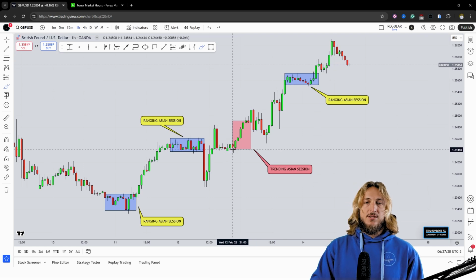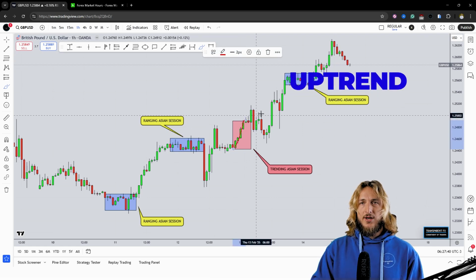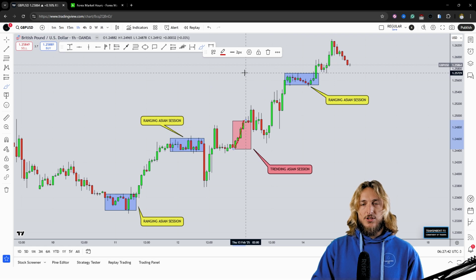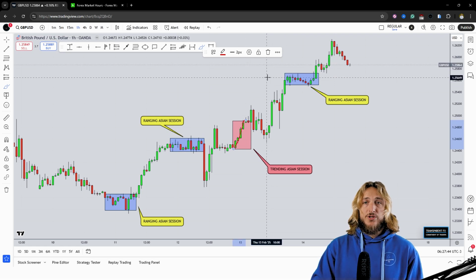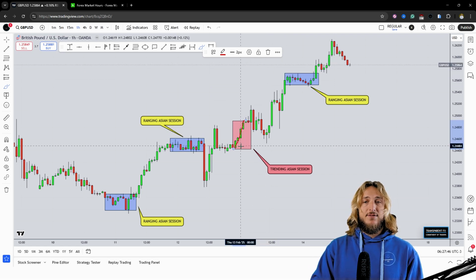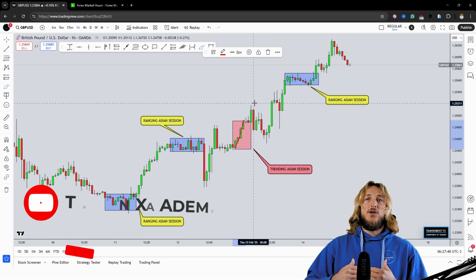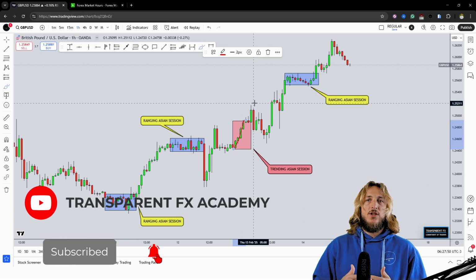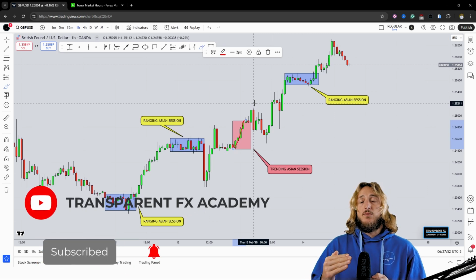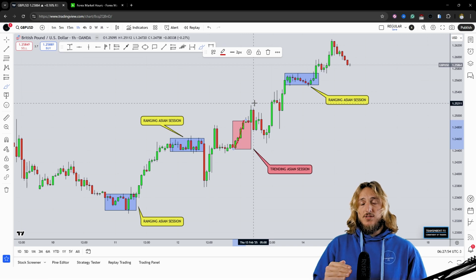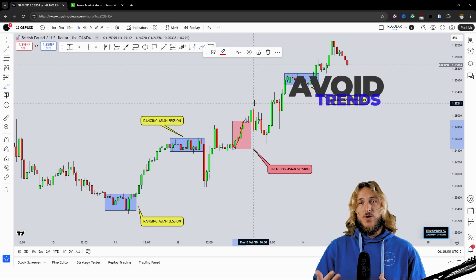So if there is an uptrend, like for example here, it clearly shows that during the Asian session, the bulls were still in control. And if that is the case, the market has already covered a big amount of a price difference. So in that case, there usually isn't much of a breakout opportunity to take advantage of because the market has already moved.